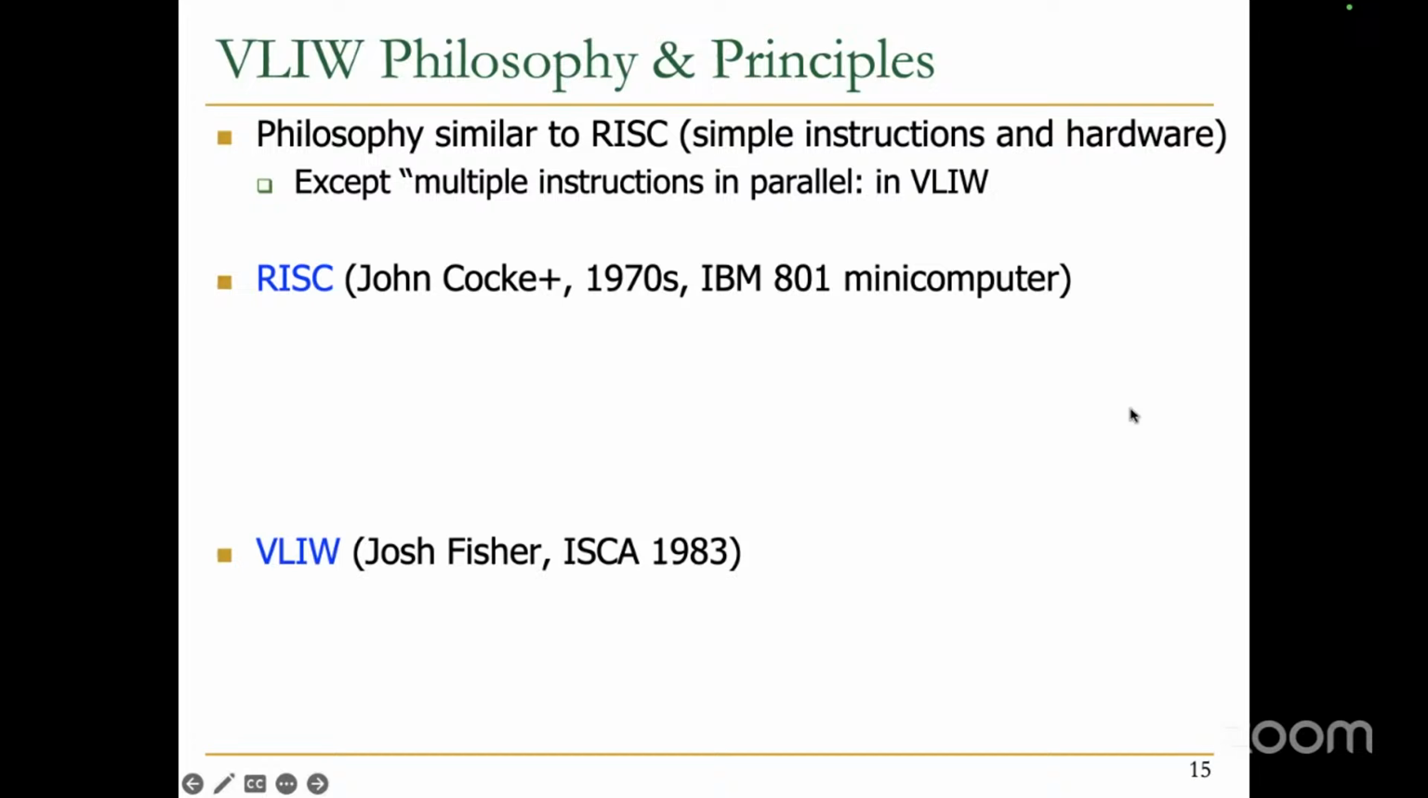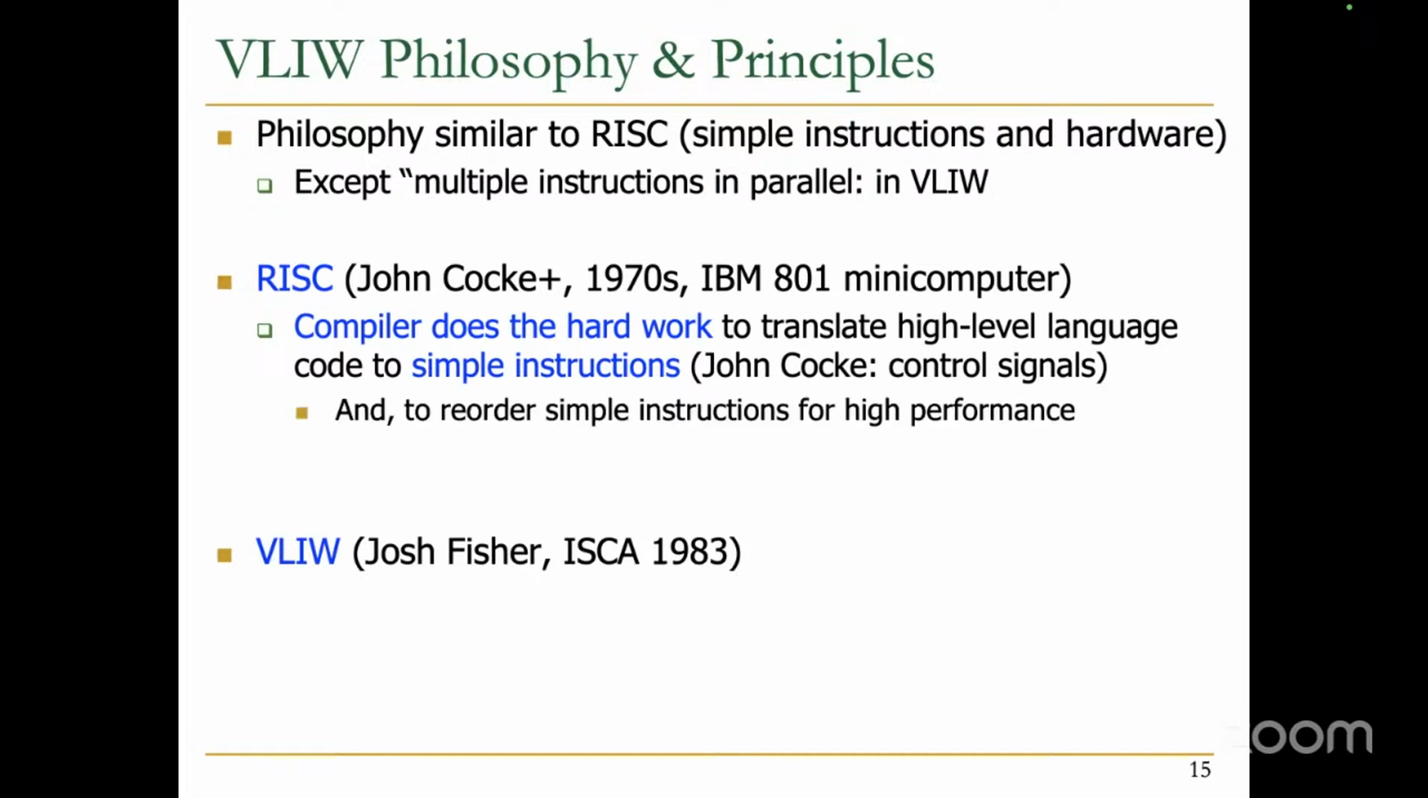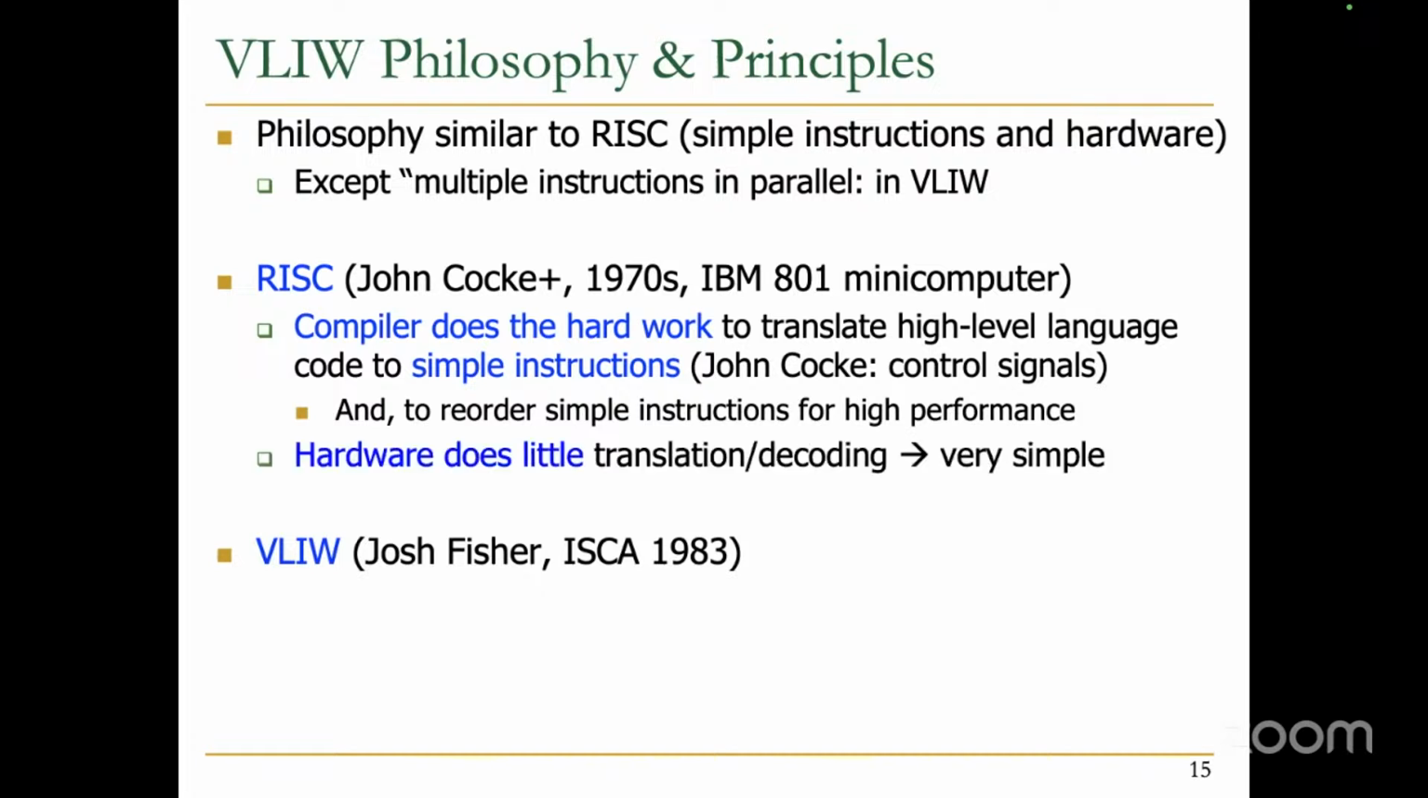But the RISC philosophy was initially developed by IBM, John Cocke, who's a Turing Award winner, actually. He basically said the compiler should do the hard work to translate high-level language to simple instructions, ideally control signals. The compiler basically translates an instruction to control signals. And of course, the compiler should also reorder simple instructions for high performance. So RISC processors have a similar philosophy. Hardware does little translation or decoding. As a result, hardware is very simple.